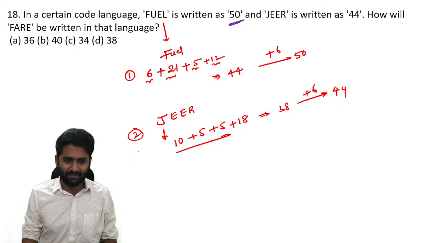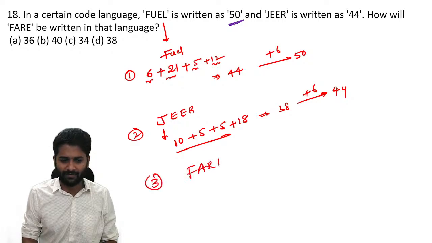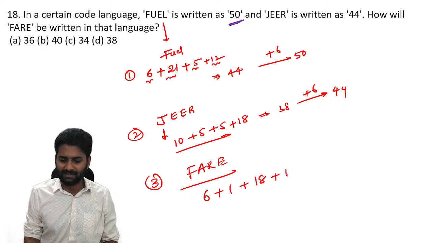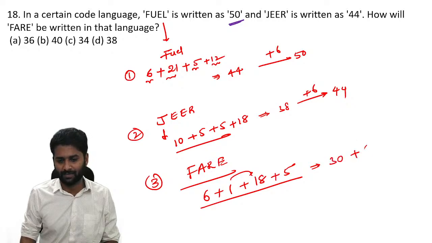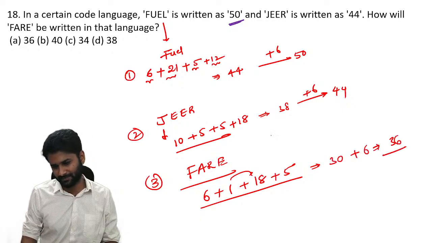In the same code language, you have to identify what is the number for FARE. Sixth letter, first letter, 18th letter, and fifth letter. So 6 plus 1 is 7. 7 plus 18 is 25, plus 5 is 30. Plus 6, 36.